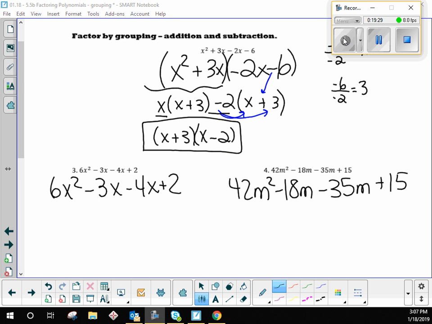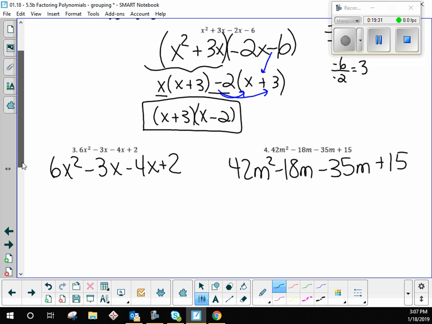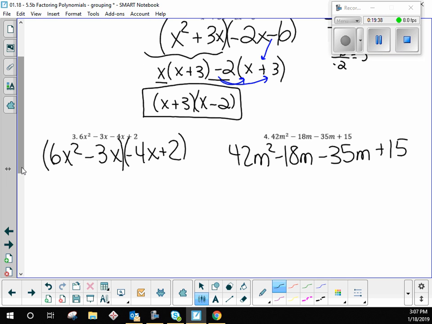All right. If you're having trouble getting started, remember you're first just grouping these together. And then after that, you're not looking at everything all at once. You're looking at it one group at a time. So just look at this group and find what they have in common. Like look at the 6 and the 3. What's the biggest number that goes into both 6 and 3? 3. And then how many x's do they have in common? 1. So then you put the leftovers in parentheses.